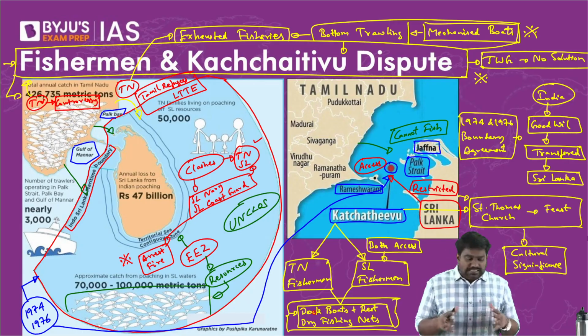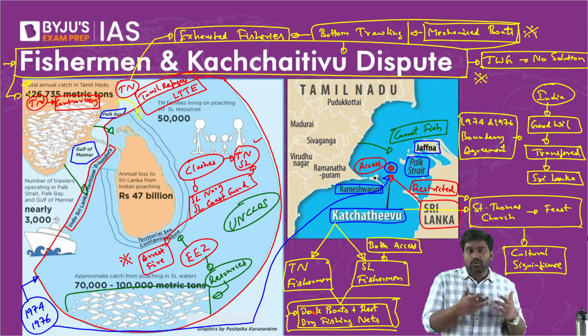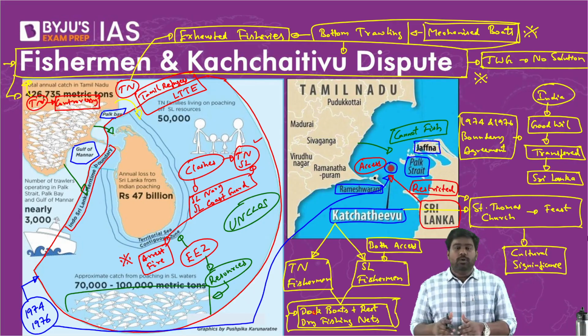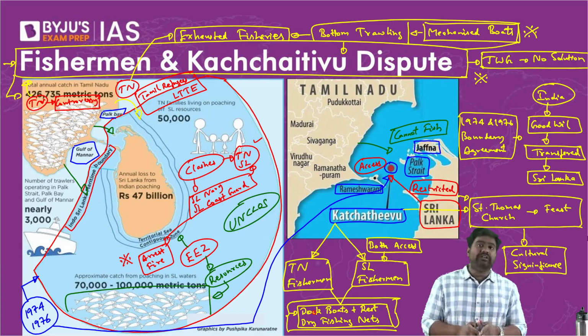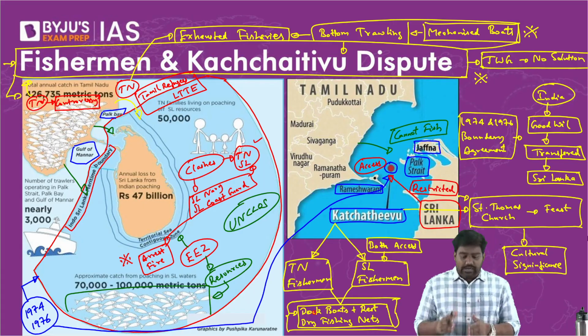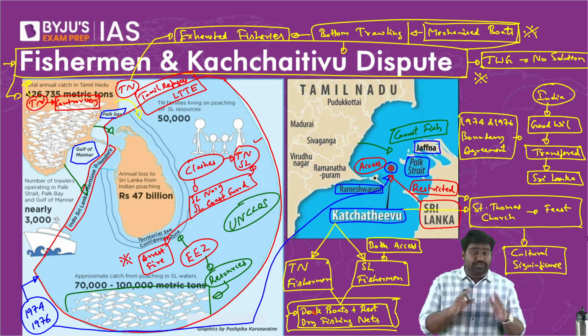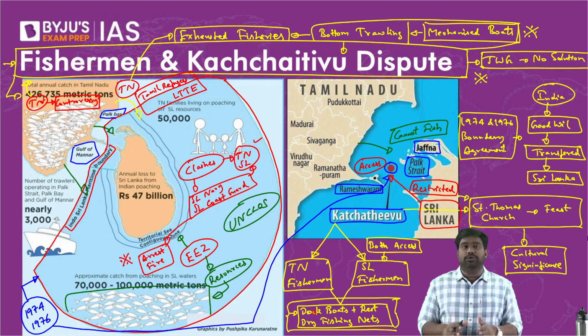Got it? So please understand the background, the root cause here. There are two issues here. One is the Kachativu issue, where Sri Lanka had promised access to Indian fishermen. Access with regard to using the island for resting, drying the nets, docking the boat. All right, but no fishing is allowed. We can't fish in Sri Lankan waters.